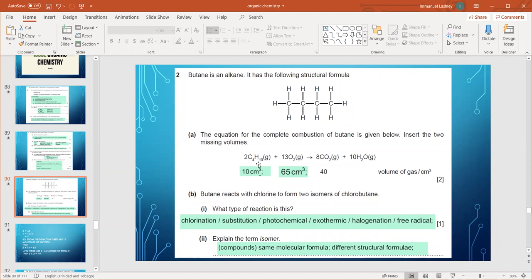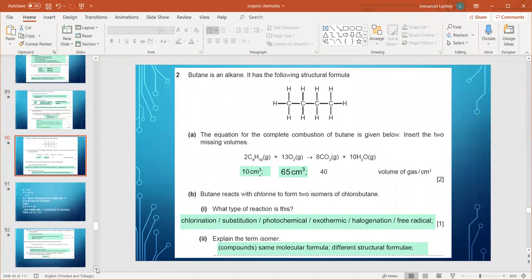And the next thing, explain the term isomer, right? Well, we've said this before, compounds with the same molecular formula, but different structural formulae.